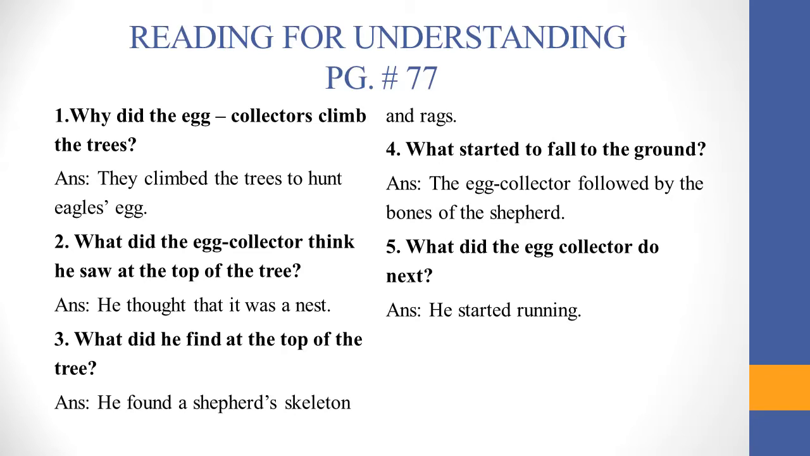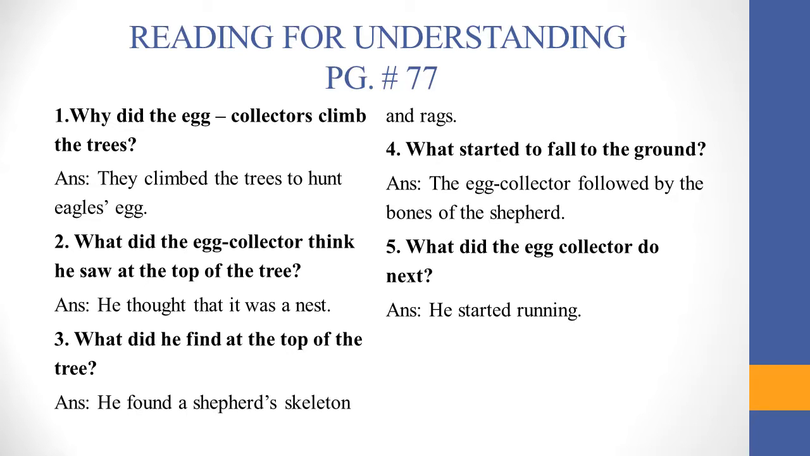Question number 4. What started to fall to the ground? Answer is the egg collector followed by the bones of the shepherd. Question number 5. What did the egg collector do next? He started running. The answers are very short. You have to write them in your notebook and also learn them. I hope you have written them already.